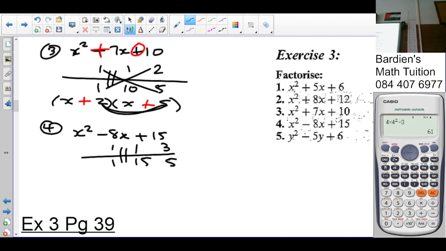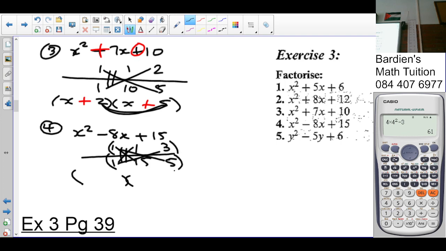Okay, so do we add or subtract our products? We add it. So 1 times 15 is 15, 1 times 1 is 1. 15 plus 1 is 16. What am I looking for? 8. 1 times 5 is 5, 1 times 3 is 3. 5 plus 3 is 8. And that's what I want.